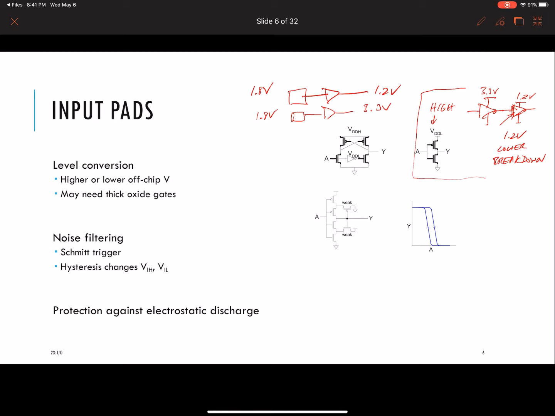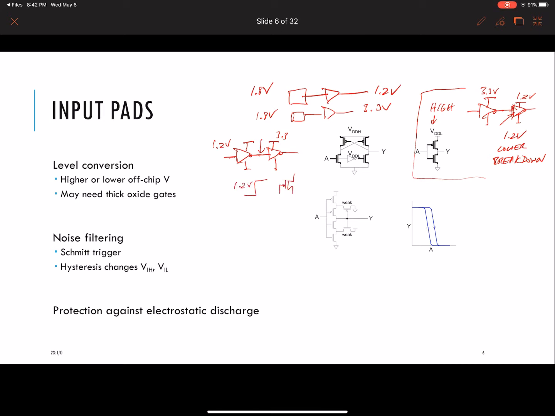Now, if you want to go from a low voltage, so let's say you want to go from 1.2 volt to a 3.3 volt buffer, you've got a bigger problem, because what happens is this point here is only going to swing 1.2 volts.